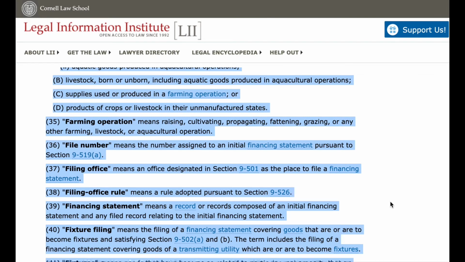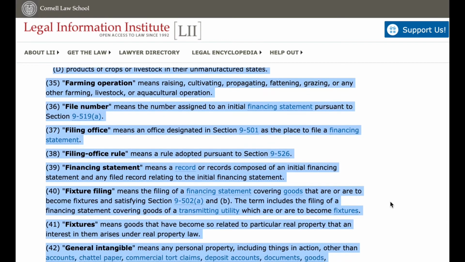35. Farming operation means raising, cultivating, propagating, fattening, grazing, or any other farming, livestock, or aquacultural operation. 36. File number means the number assigned to an initial financing statement pursuant to Section 9519A. 37. Filing office means an office designated in Section 9501 as the place to file a financing statement. 38. Filing office rule means a rule adopted pursuant to Section 9526.